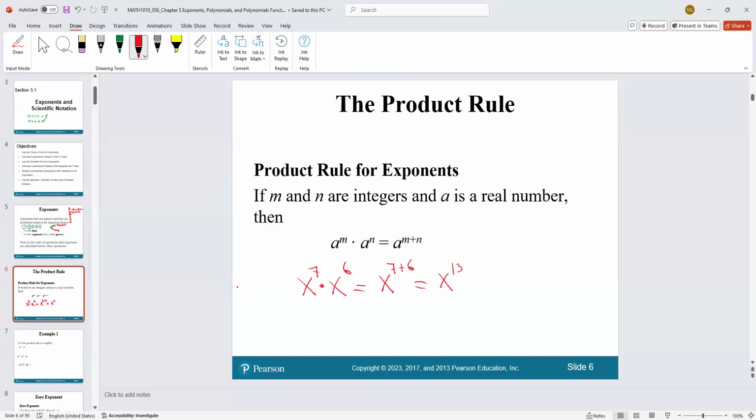Now, if I have a times a power 4, remember there is a 1 here that I never write. So a power 1 times a power 4, we add 1 plus 4, so it would be a power 5. Now, if I have x power 6 times y power 3, you cannot add the exponents because the bases are different. So here, you would only rewrite it. This one cannot be simplified because the bases are totally different.